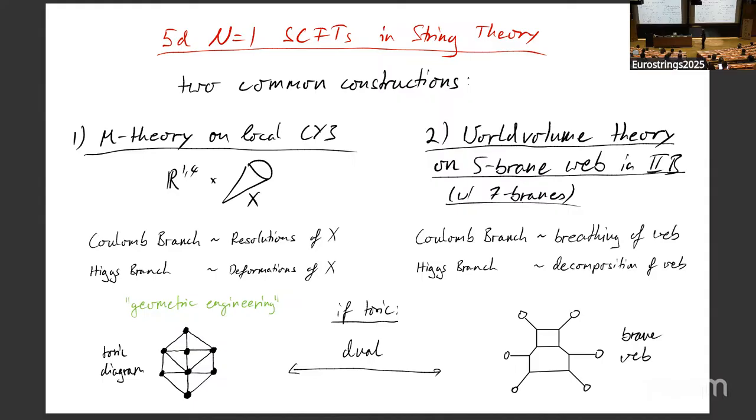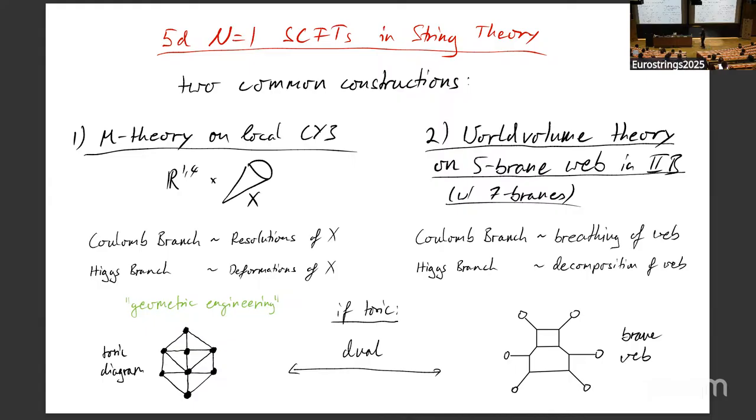And the other way is to use a 5-brane web in type IIB string theory, ending on 7-branes. And the 5D field theory will be on the world volume of this, which is actually 5-dimensional due to the 7-branes being present.